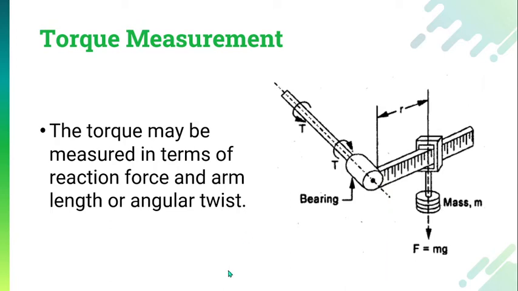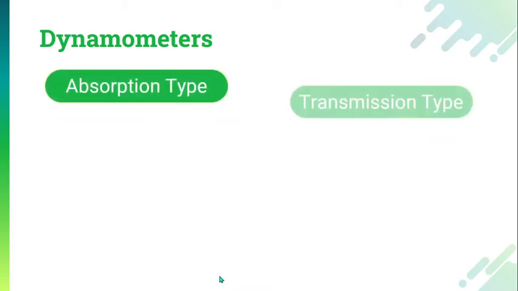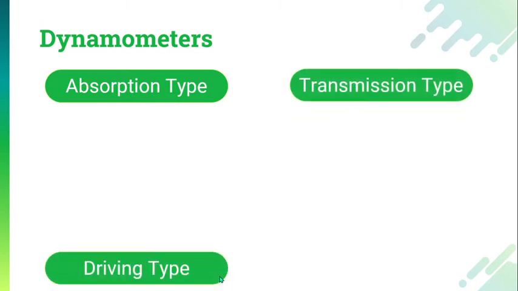Now these kinds of dynamometers have some categories. There are three basic categories in which dynamometers can be classified. The very first category is the absorption type. The second is the transmission type, and the third one is the driving type.